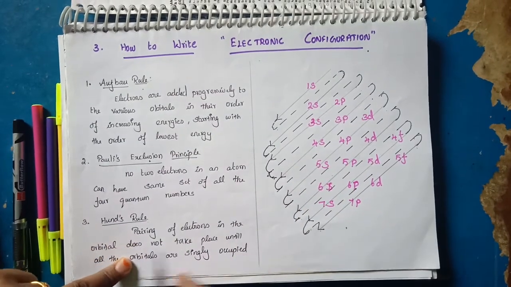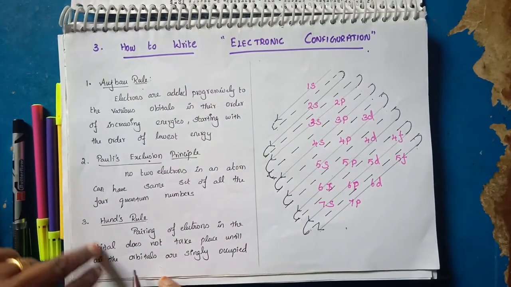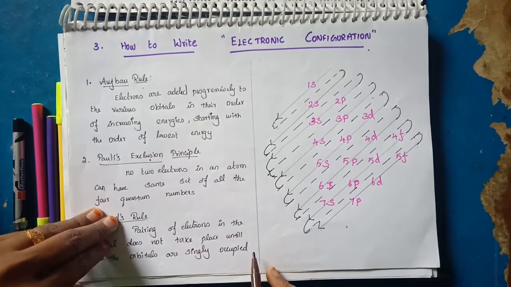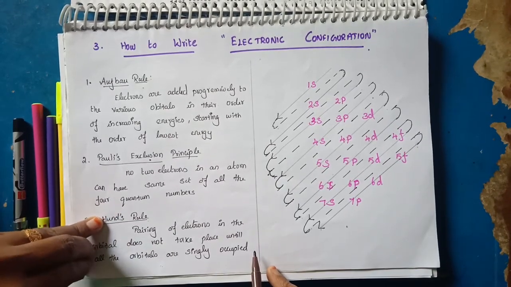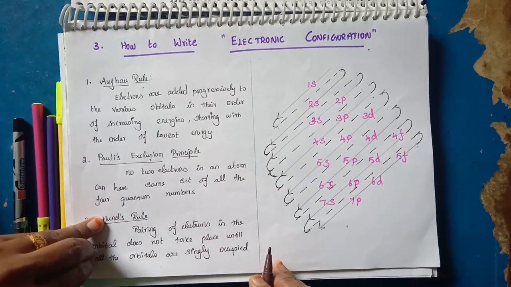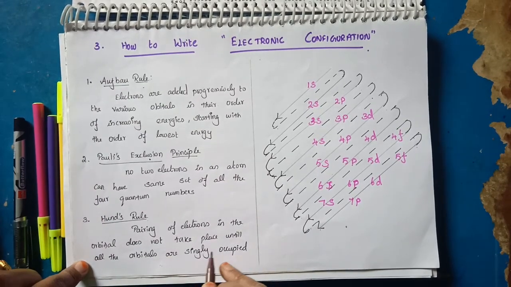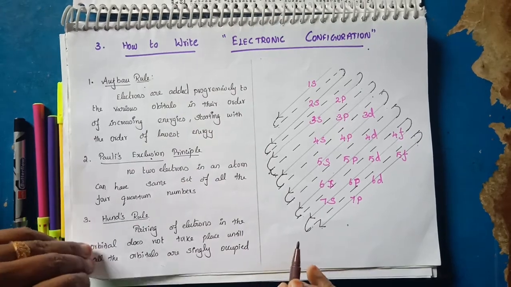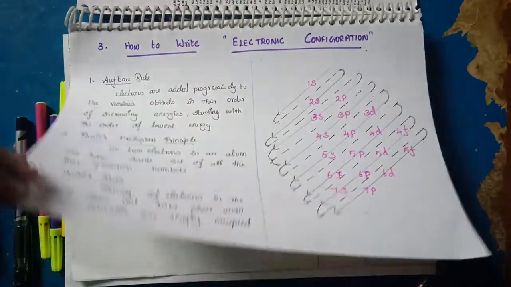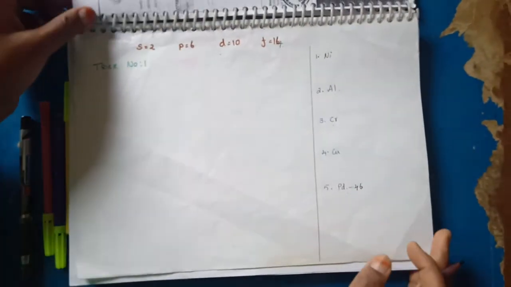Pairing of electrons in the orbital does not take place until all the orbitals are singly occupied. You cannot pair the electrons in the p orbital and the d orbital until all the orbitals are singly occupied. Now I am going to give you the simple trick. What is the trick, students?